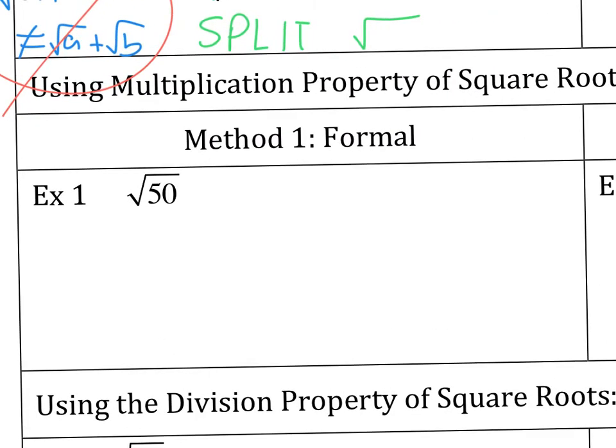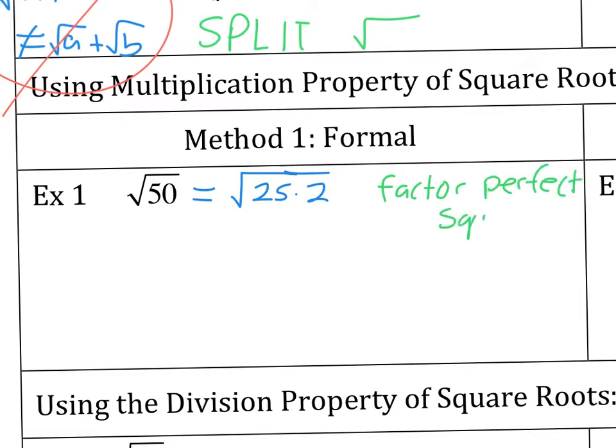So here's the official formal method. Notice that the square root of 50 can be written as the square root of 25 and 2. Now, why did I choose 25 and 2 instead of 5 and 10? The reason for it is I need to factor perfect squares. Neither 5 nor 10 are perfect squares, so that wouldn't help me.